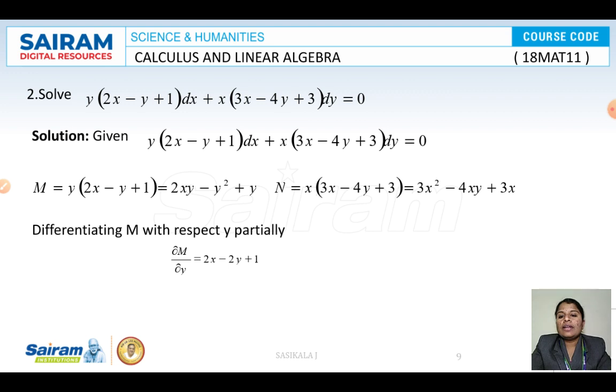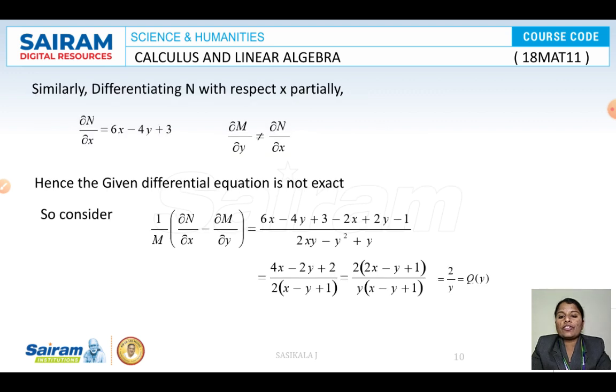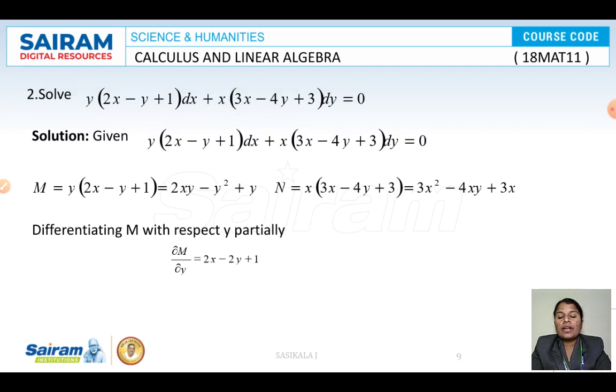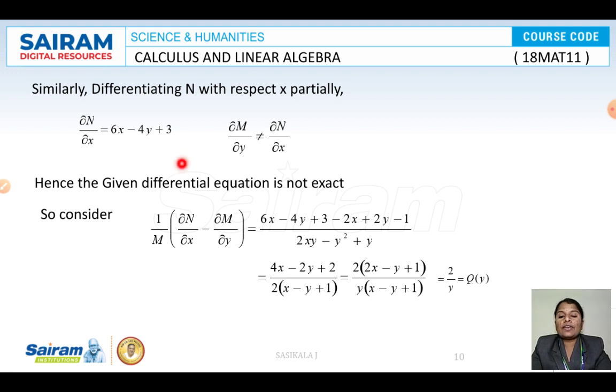Similarly, we have another problem, which is y of (2x minus y plus 1) dx plus x into (3x minus 4y plus 3) dy is equal to 0. Write the M function and N function, M with respect to y and N with respect to x. Then you can see they are not equal, because for M I got 2x minus 2y plus 1, and N with respect to x I got 6x minus 4y plus 3.